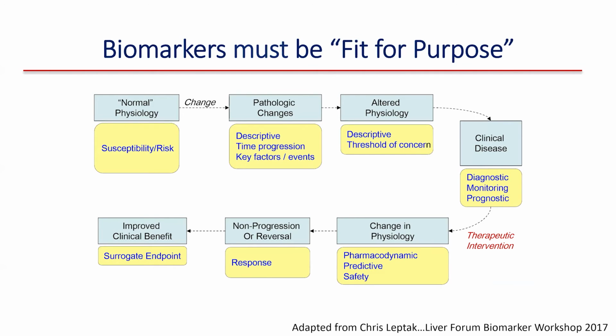And there are many different types of biomarkers. What biomarkers should do is be fit for purpose, and this is really, really important because there are many different types. So we can have a normal physiology biomarker that identifies people who may be at risk. These could be genetic mutations such as BRCA, or HPV 16 or 18 that increases the risk of cervical cancer. They can then lead to subclinical pathologic processes or altered physiology, and then eventually that translates into clinical disease.